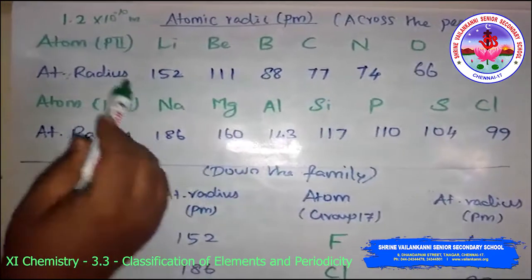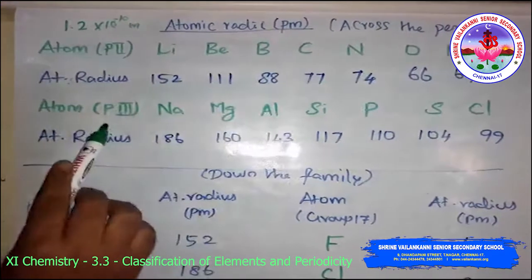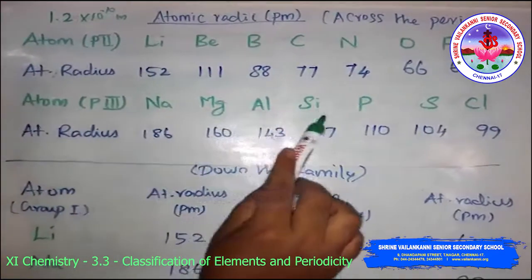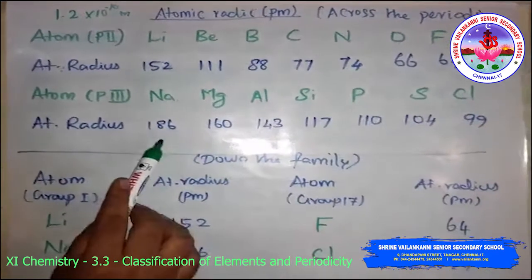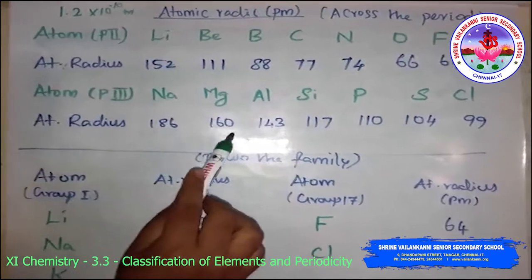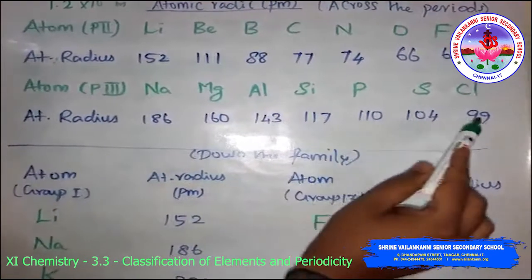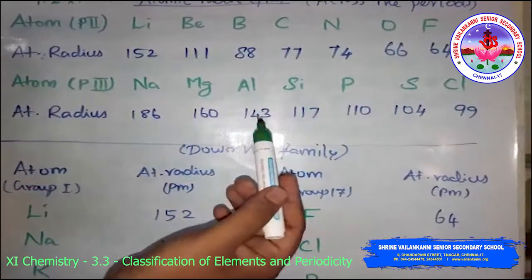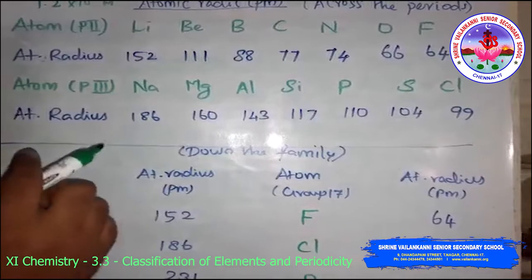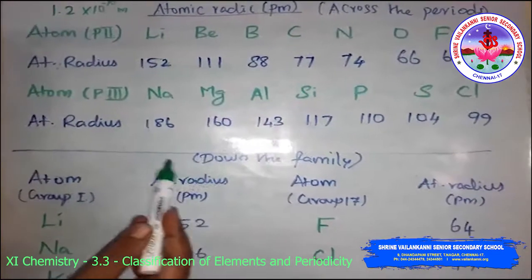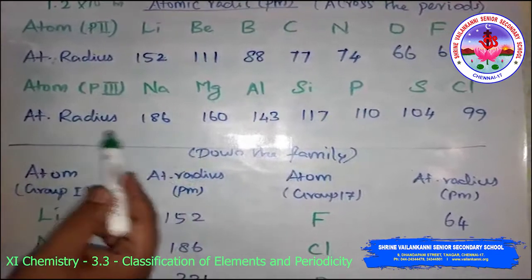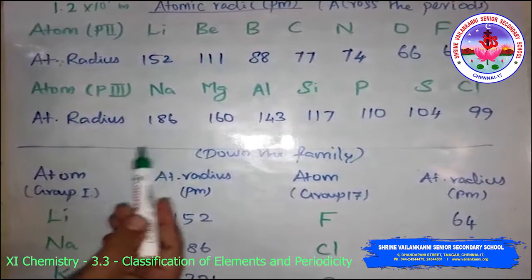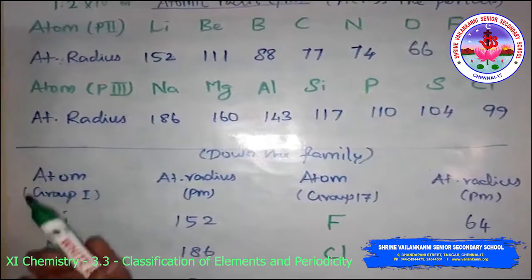This is the second period. Then the elements in the third period are sodium, magnesium, aluminum, silicon, phosphorus, sulfur, chlorine. Here also 186, 160, 143, 117. So atomic radius decreases across the period. That is because within the period the outer electrons are in the same valence shell and the effective nuclear charge increases as the atomic number increases, resulting in increased attraction of the electrons to the nucleus.